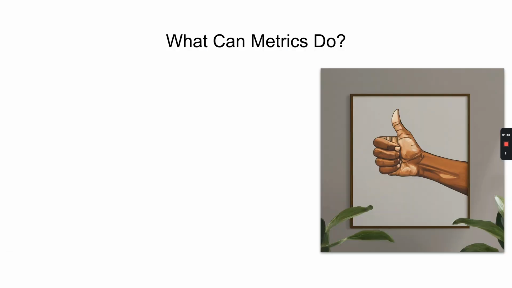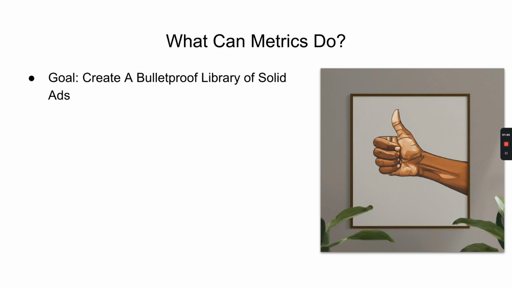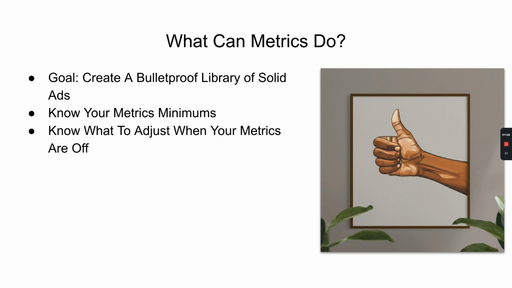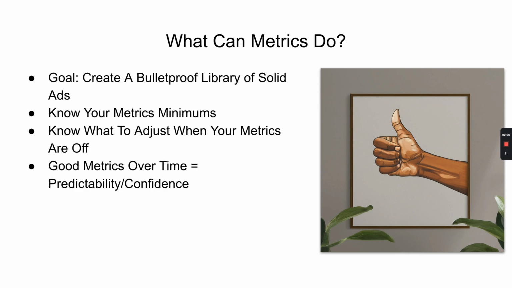So what can we do with metrics? The goal again, create a bulletproof library of solid ads. We're going to use the metrics minimums to understand how well your ads are doing and if they're meeting that minimum criteria. And we're also going to show you what you need to adjust if your metrics are not meeting those metric minimums. Good metrics over time, that's going to give you predictability and confidence in your product.